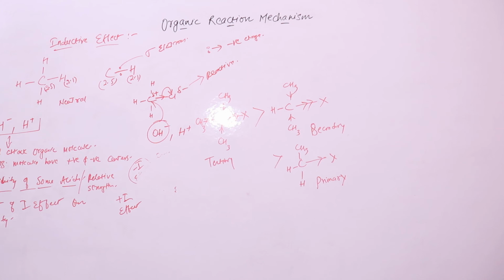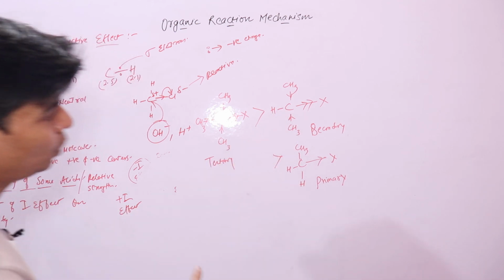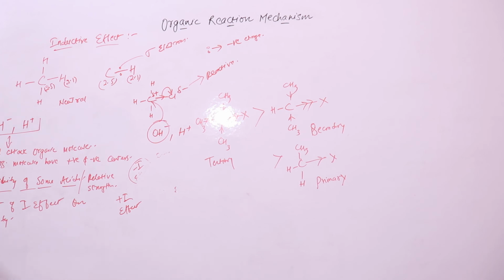Now, the inductive effect will explain the reactivity of these primary, secondary and tertiary alkyl halides, right? Secondary alkyl halides are more reactive than primary alkyl halides, right? You can see this is your secondary alkyl halide. It has two methyl groups which are electron releasing groups, right? So secondary alkyl halides are more reactive than primary alkyl halides, and tertiary alkyl halides with three methyl groups are more reactive than secondary alkyl halides, right?